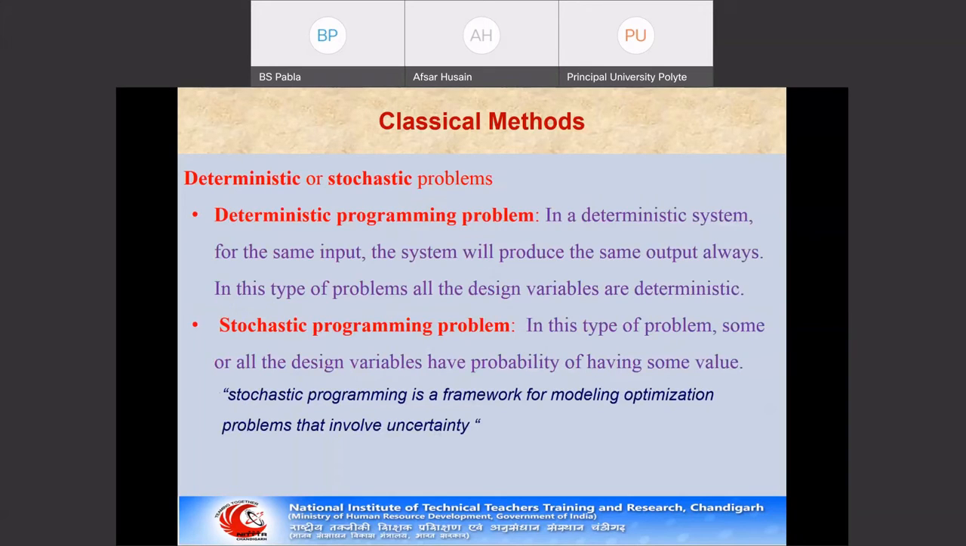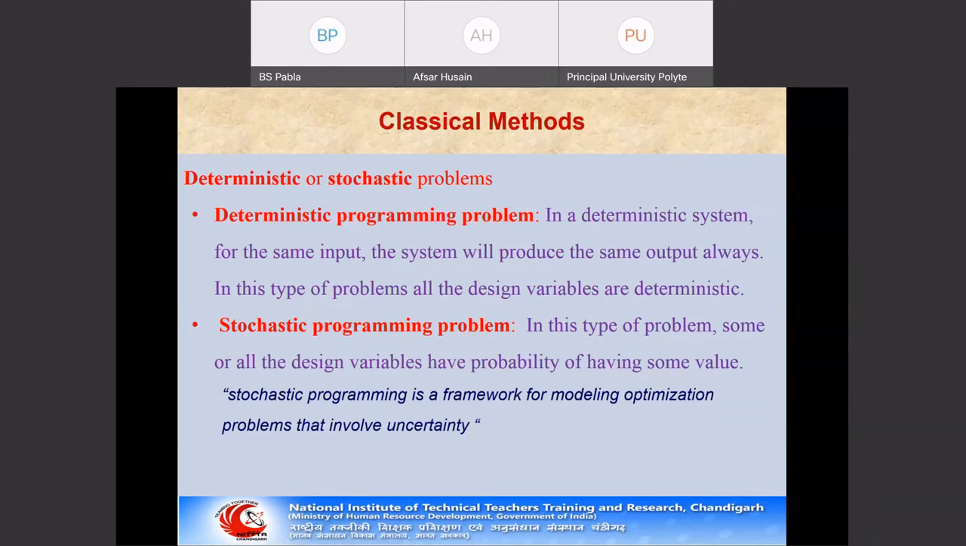Deterministic or stochastic problems. Deterministic means you have control. You know the values of the variables. They cannot change. They will follow a pattern. So in a deterministic system, for the same input, the system will produce the same output always. In this type of problem, all the design variables are deterministic. You know it. There is no fuzziness. There is no variation. You know that it can be 0.1, 0.2, 0.3, or the feed rate can be between, let's say, 0.1 to 0.75.